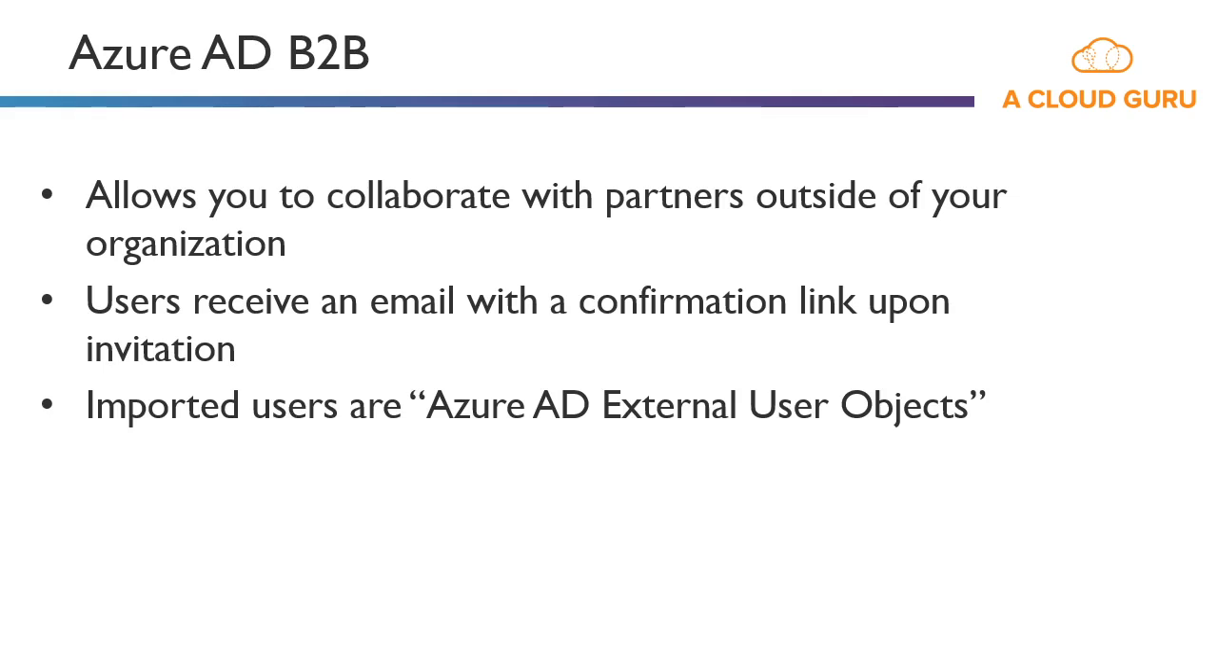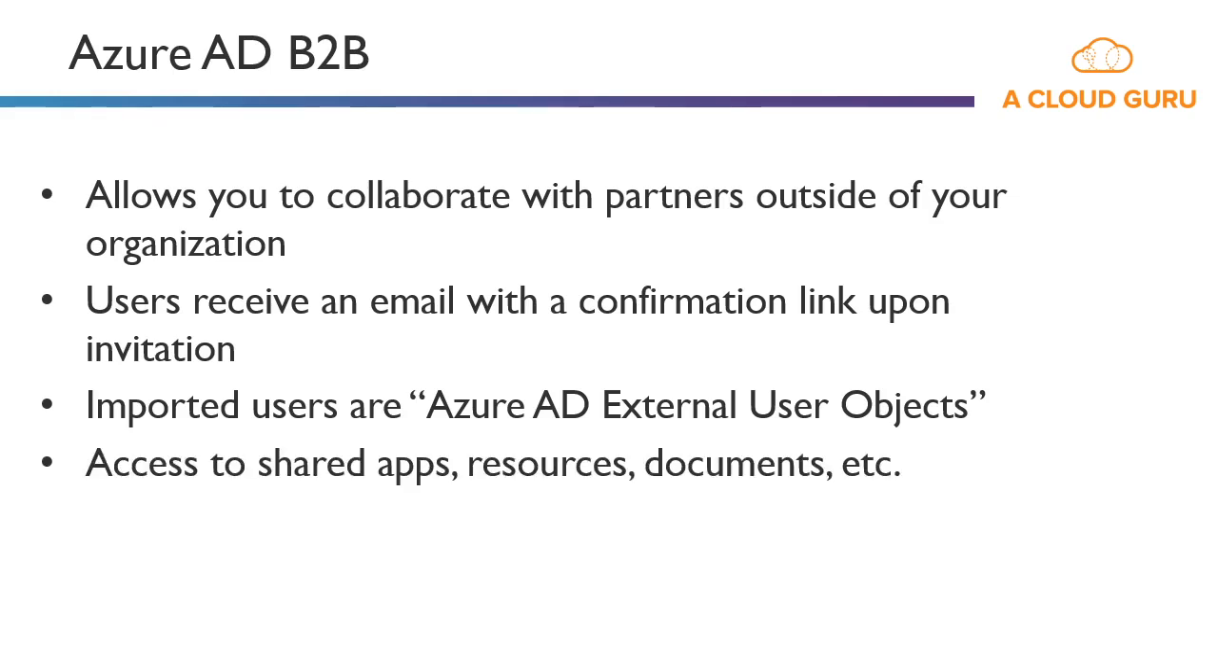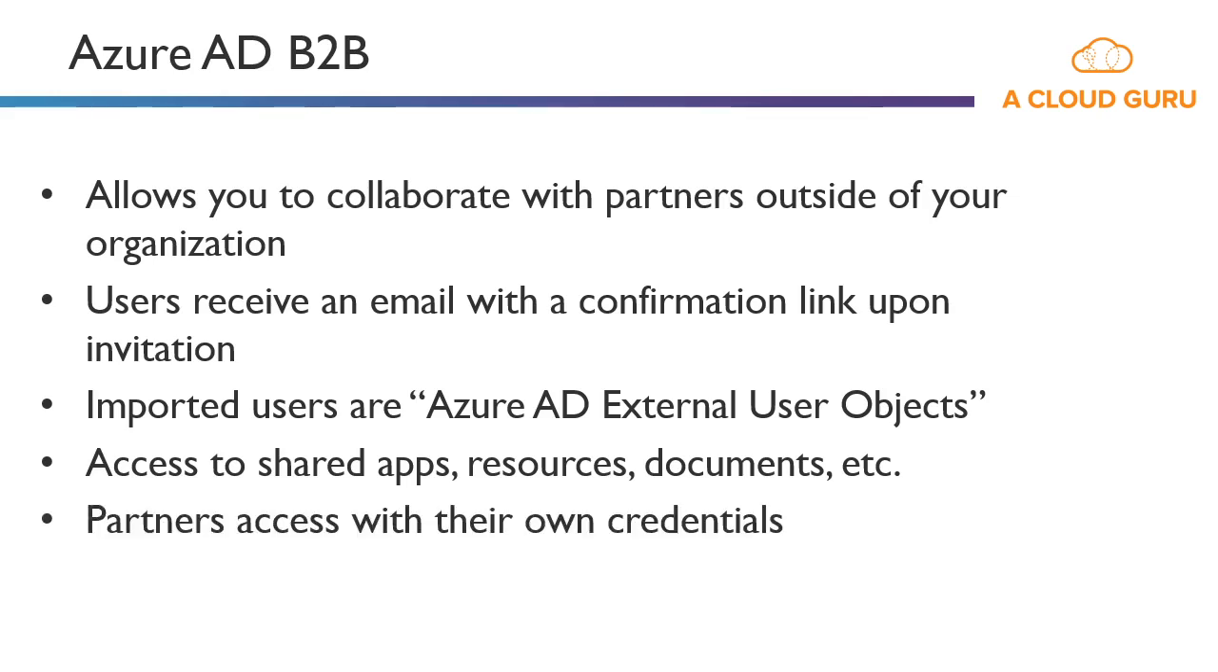So that's the difference. The authentication is all happening at the other company's Azure AD, but now there are external user objects that we've imported in because we've got this trust relationship with our partner. Then they have access to shared apps, resources, documents, etc., whatever we decide once they're authenticated. A little bit similar to the B2C option, but again, we're using a partner relationship here to do it.